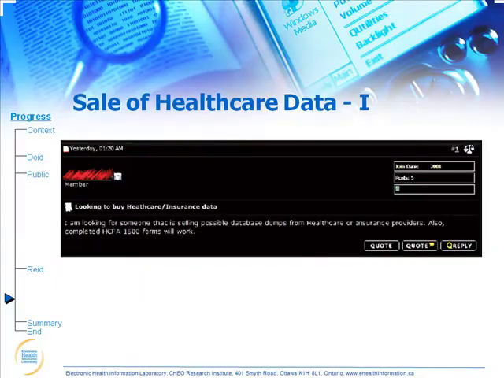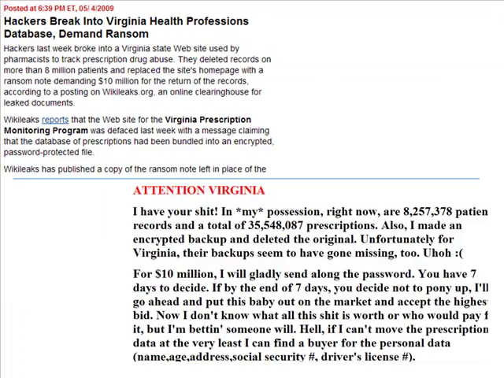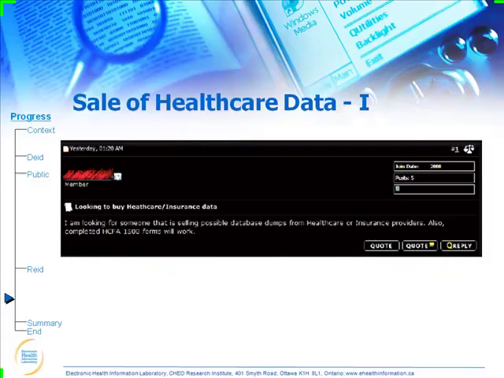There are other examples as well, so it's not just extortion. So this example is another extortion example. This is a note, a question that was posted on an underground website where stolen credit card numbers and so on are exchanged.